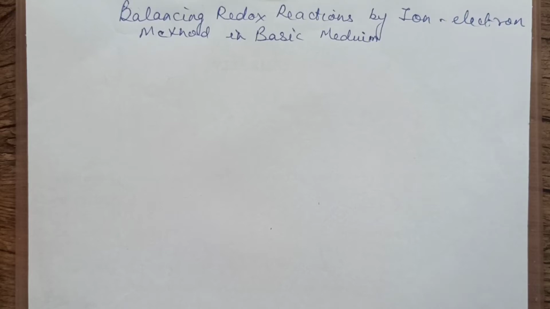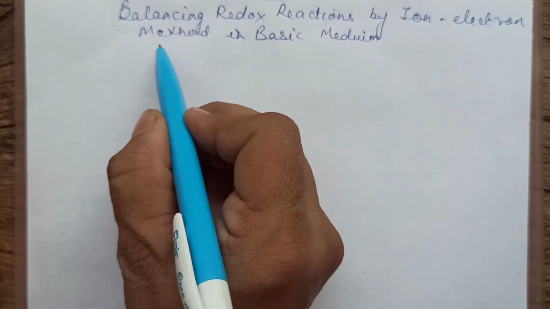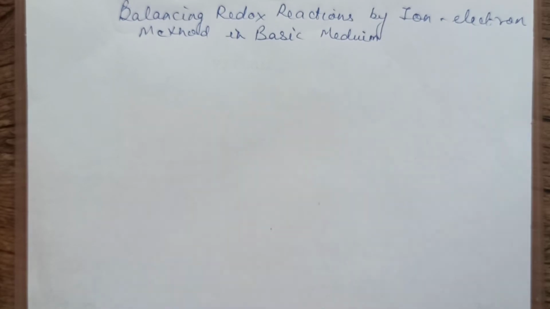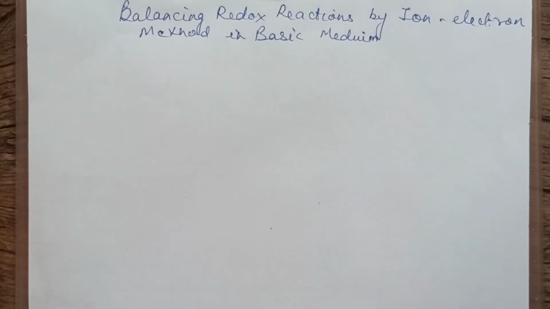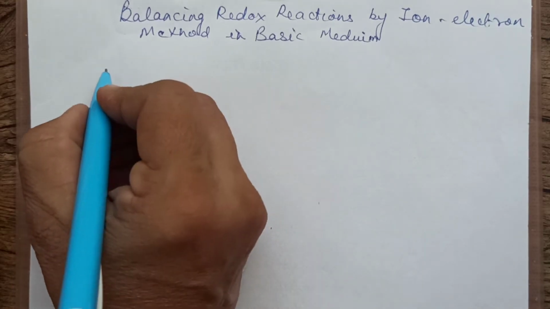Good morning, children. Today we are on to the third video of redox reactions, and in today's video we will be talking about balancing redox reactions by the ion-electron method or half-reaction method. It is also called balancing in basic medium. In the previous video I discussed acidic medium.